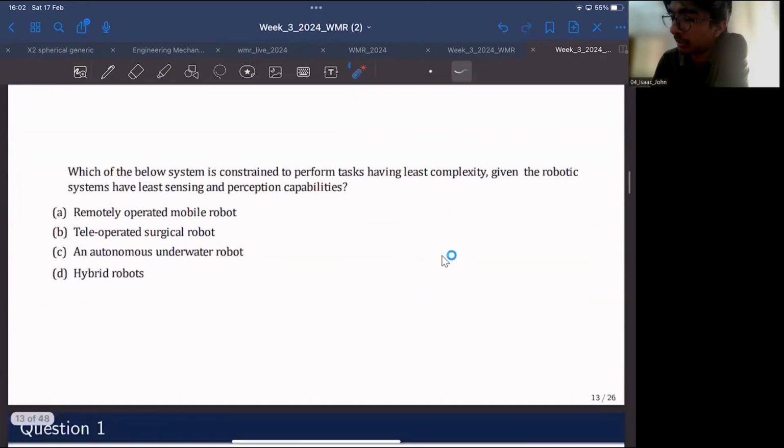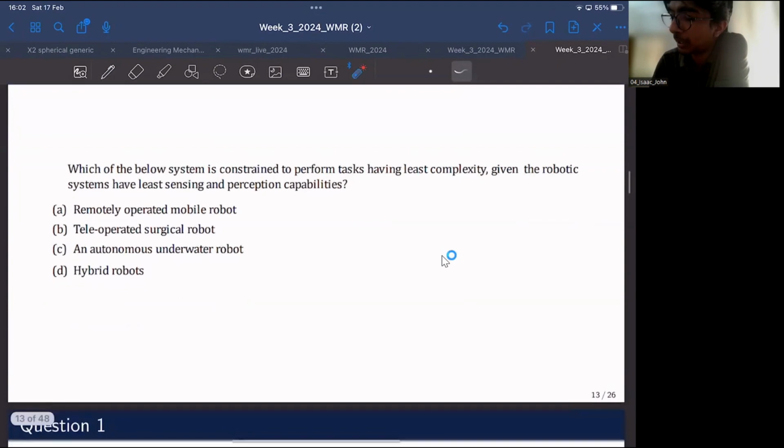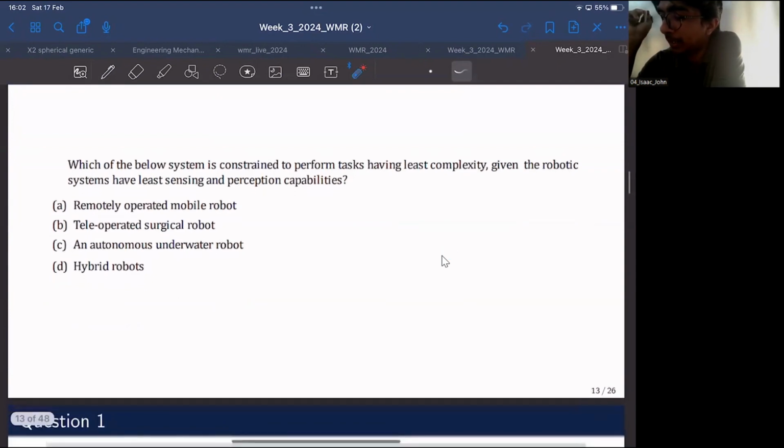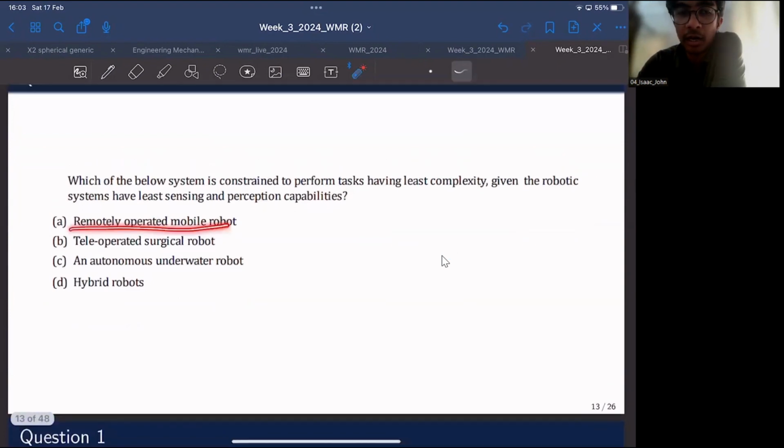So what does a remotely operated mobile robot mean? Remotely operated means it has a very limited level of sensors available to its sensor system, but it will still have some sensors, maybe wheel encoders and all those things to exactly locate its position.